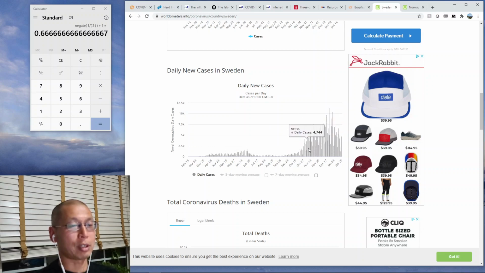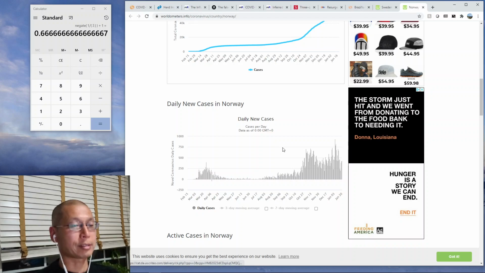You can see right here, starting in November, they're having like up to 10,000 cases a day, 11,000 cases a day. So that's a lot of cases. Compare that to a similar country, which is Norway, the next country over.